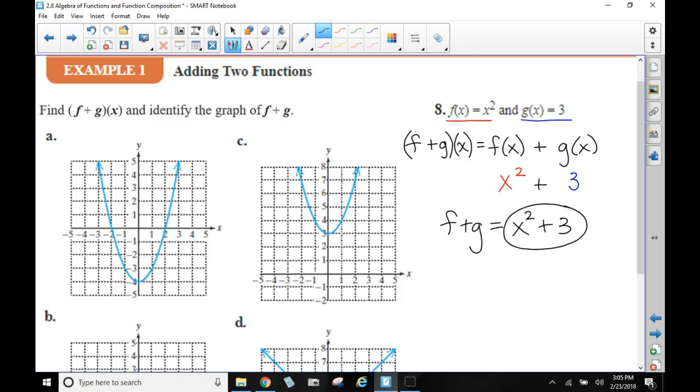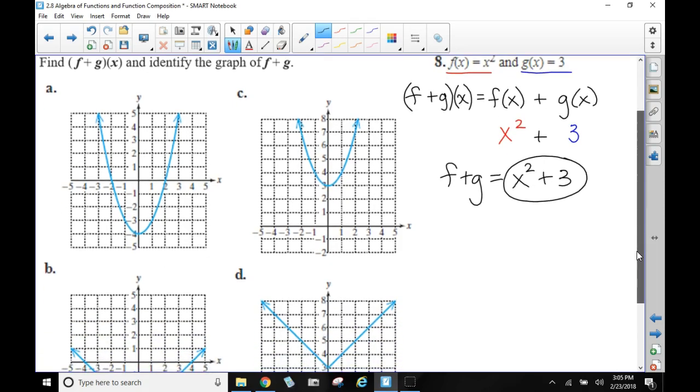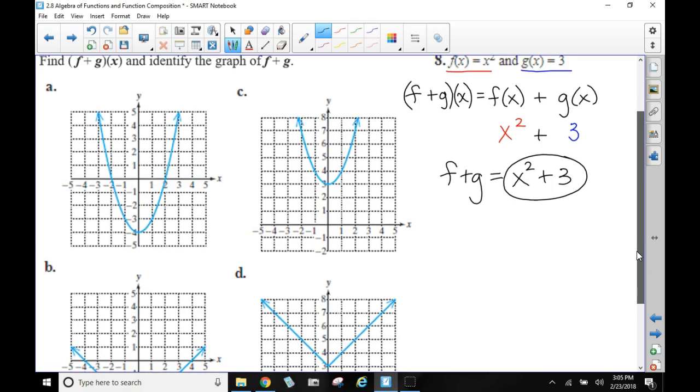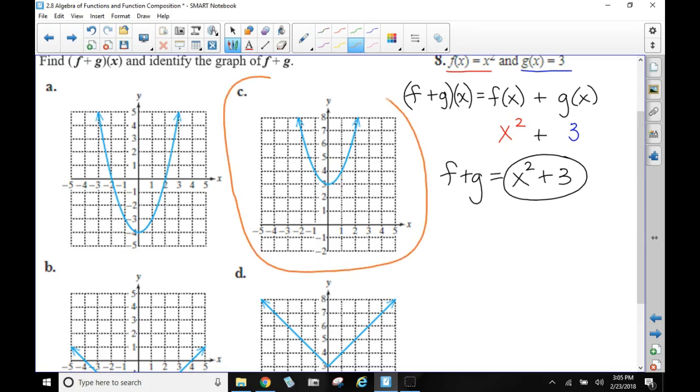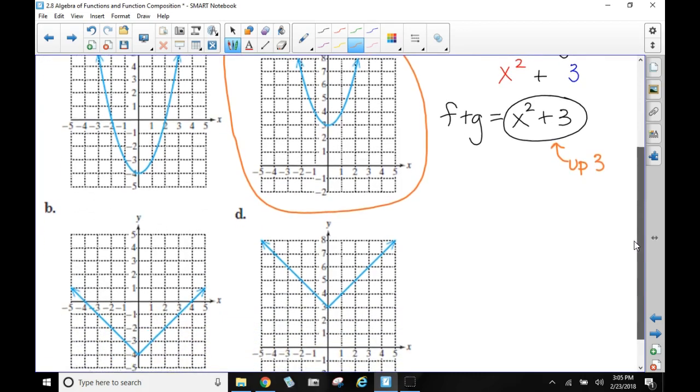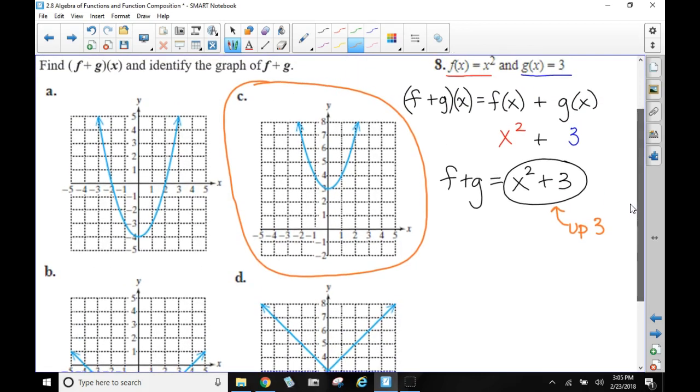Okay, so we're going to look over here at our four choices, A, B, C, or D, and pick out what the graph of this function, x squared plus 3, would be. It is going to be C, because we know the graph of x squared, and the plus 3 just means it's going to be translated up 3 units, and that corresponds to choice C. B and D were off the table because those are absolute value functions.